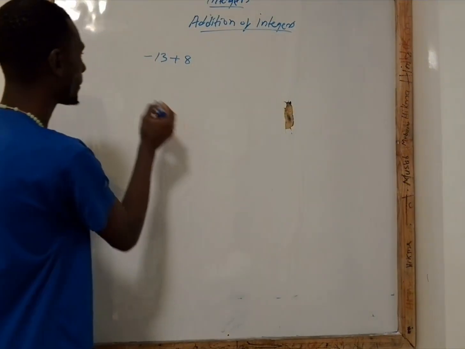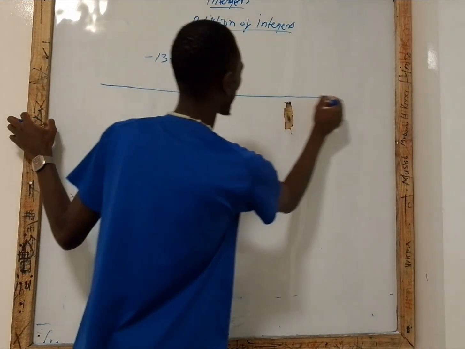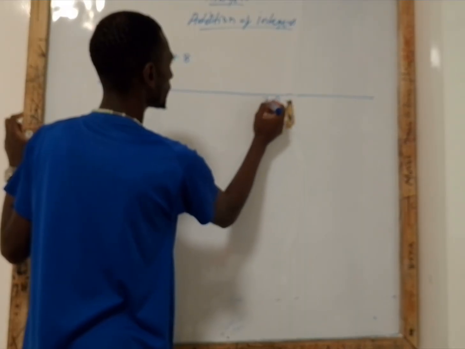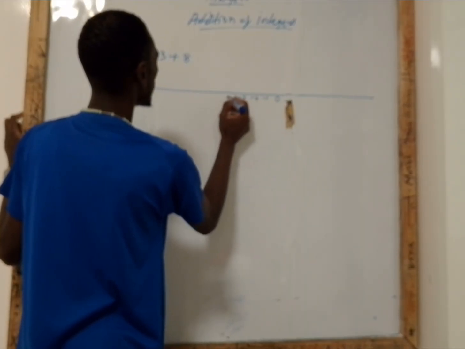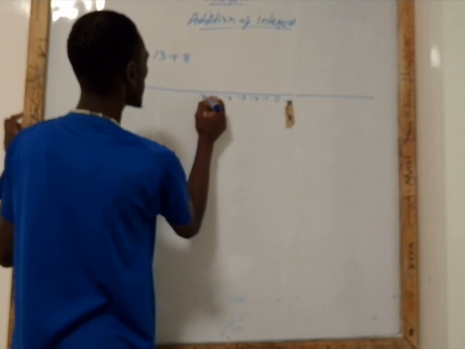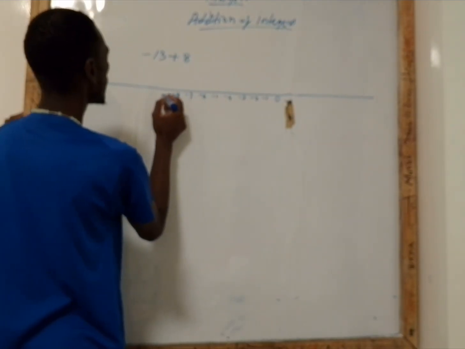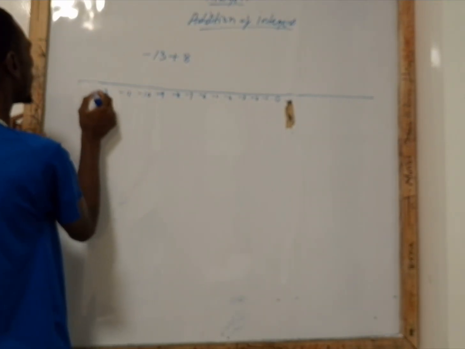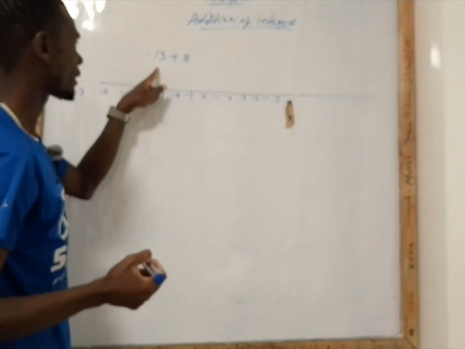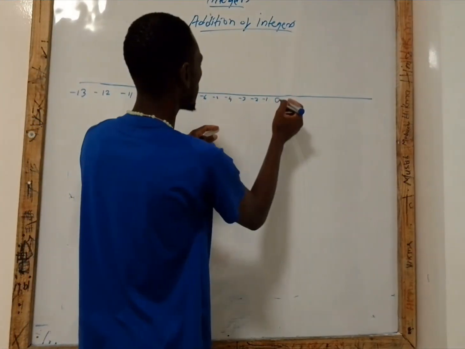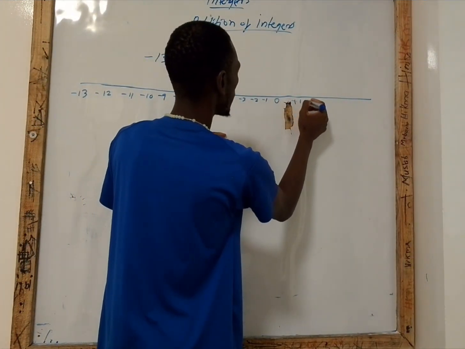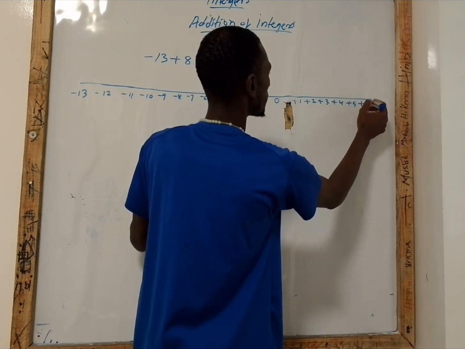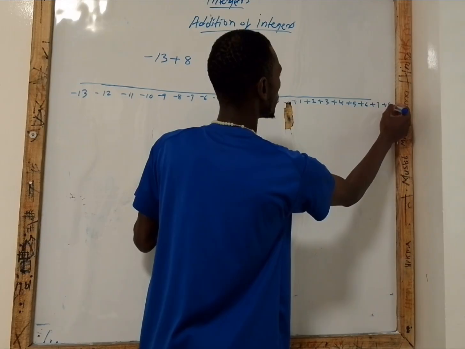So we are going to draw our number line first. From 0 here, negative 1, negative 2, negative 3, negative 4, negative 5, negative 6, negative 7, negative 8, negative 9, negative 10, negative 11, negative 12, and negative 13. Then we have plus 8, that means positive 8. So we have positive 1, 2, 3, 4, 5, 6, 7, and 8.